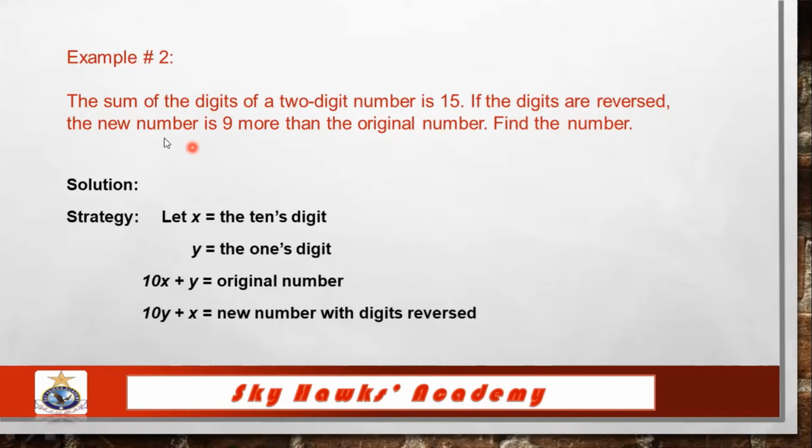The new number is 9 more than the original number. So this 9 must be fixed somewhere. 9 more, so it'd be 15 plus 9, right? Because the sum of the digits is 15, but if they're reversed, they're 9 more. So that'd be 24, the new number with digits reversed, and the original number is 15. But to find it, let's do the original number first.